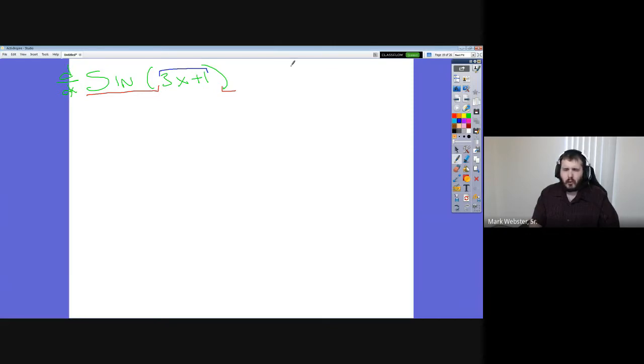So remember what we said. First, you'll take the derivative of the outside, and then you'll take the derivative of the thing that's on the inside and multiply it. And then you'll have what you need. So the derivative of sine is cosine. So we took the derivative of the outside part, but now I still need to take the derivative of the inside part. Well, the derivative of 3x is just 3. What's the derivative of 1? Well, that's 0.